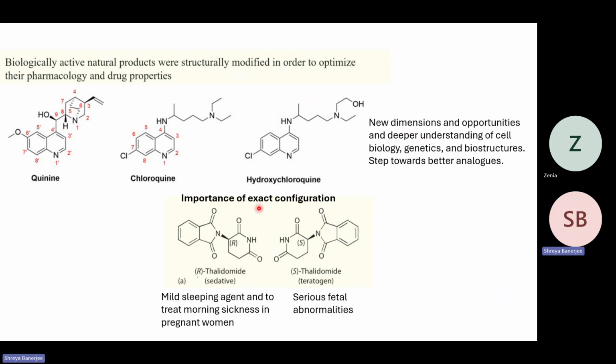It is interesting that the exact configuration of the drug is very important. Both these molecules are exactly the same, except in one carbon center, that is a chiral carbon. In one, the configuration is R, and in another, it is S. When it is R, it is a mild sleeping agent to treat morning sickness in pregnant women. However, when it is S, it causes serious fetal abnormalities. So a single configuration at a single carbon atom can change the properties so extensively.